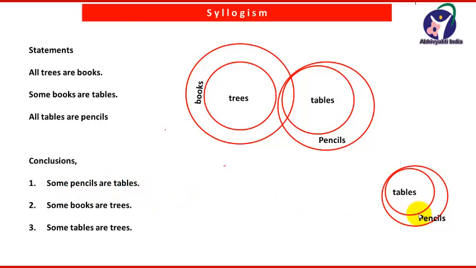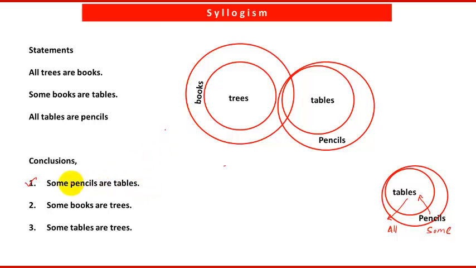It means we are going from outer side to inner side. We know that when we go from inner to outer side, we use the term all, and when we go from outer to inner side, we use the term some. So here we are going from pencil to table, and so we will say some pencils are tables. So this first statement is true, that some pencils are tables.